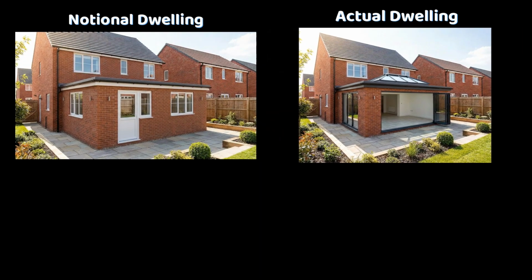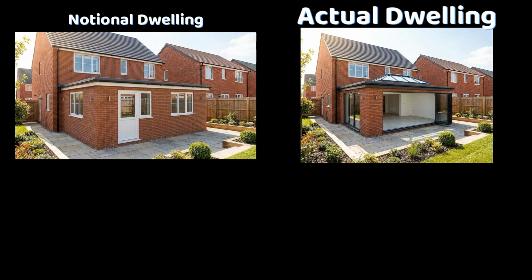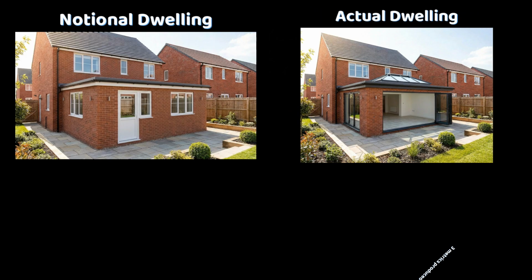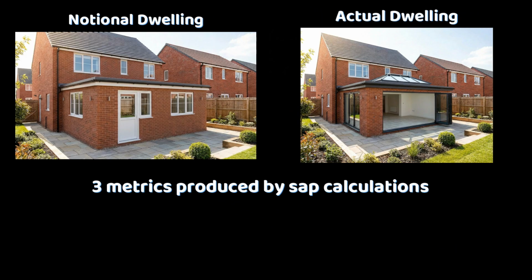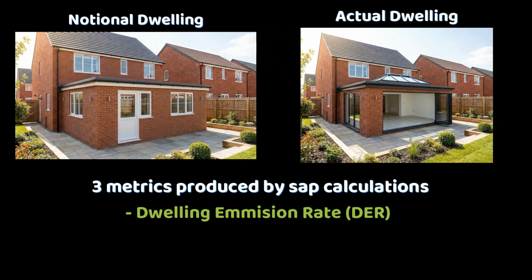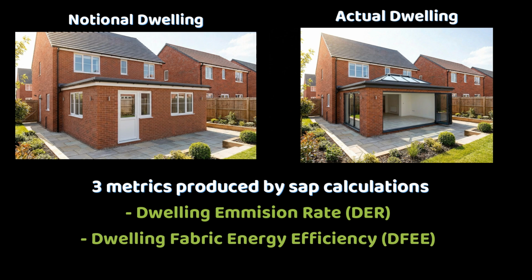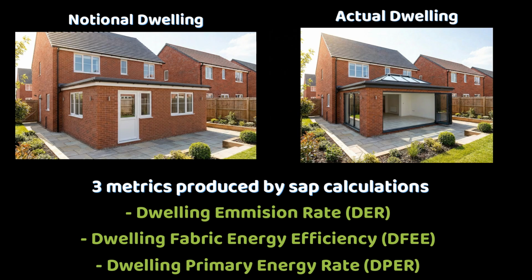For compliance to be achieved, the actual dwelling must be no higher than the notional dwelling on three metrics produced by the SAP calculation, which are the dwelling emission rate, DER for short, the dwelling fabric energy efficiency, or DFEE, and the dwelling primary energy rate, or the DPER. If the extension was built before June 2022, then it is assessed under the old building regulations and only the dwelling emission rates, DER, are compared.